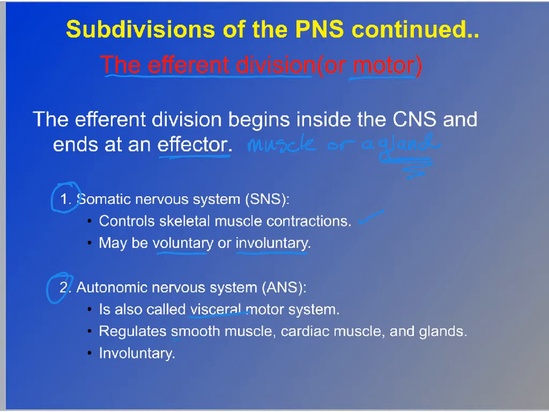So this is going to regulate smooth muscle contraction. It's going to also regulate cardiac muscle contraction, not the actual beating of the heart itself. That is done through specialized cells. But the autonomic nervous system has the ability to control the rate at which your heart beats. And then also information can be sent out to glands to cause glands to release some sort of secretory product. All of this is involuntary. You don't have to think about smooth muscle contraction or cardiac contraction or glands secreting their product. It's really all automatic via the autonomic nervous system.